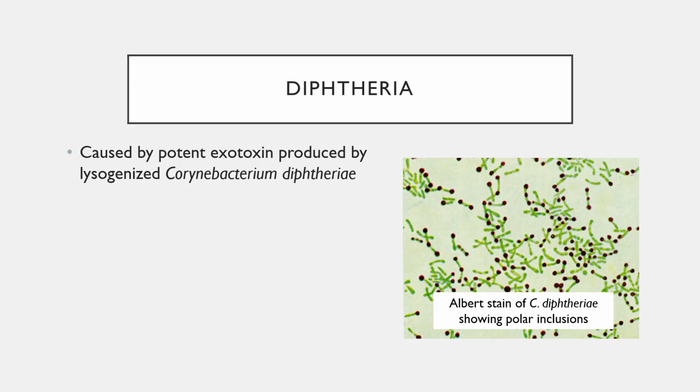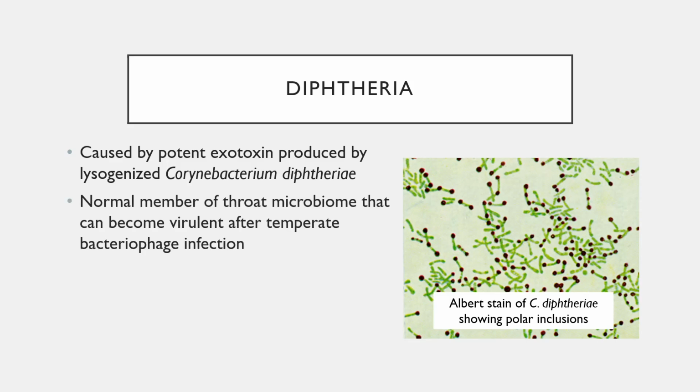Interestingly, members of this group of bacteria, Corynebacterium diphtheriae, are normal residents of your throat microbiome. However, they can become virulent after a lysogenic infection by a temperate bacteriophage, just like we saw with Streptococcus pyogenes when it came to the difference between your standard case of strep throat and scarlet fever.